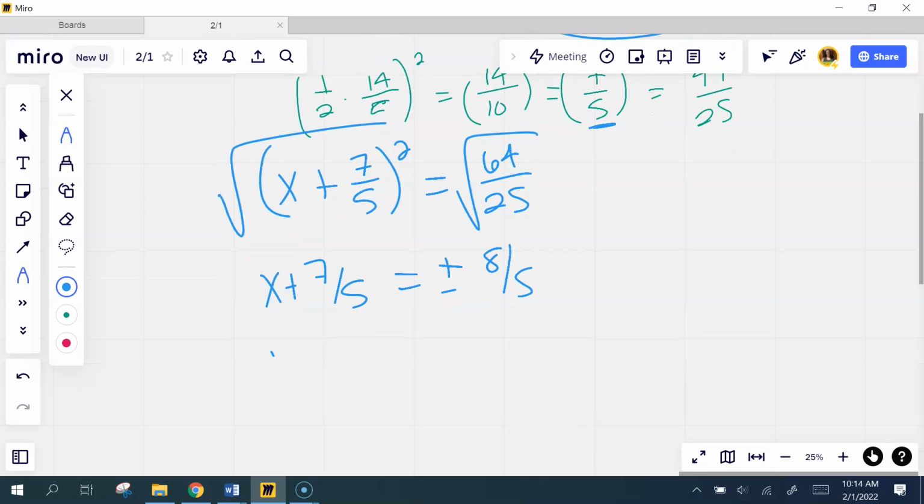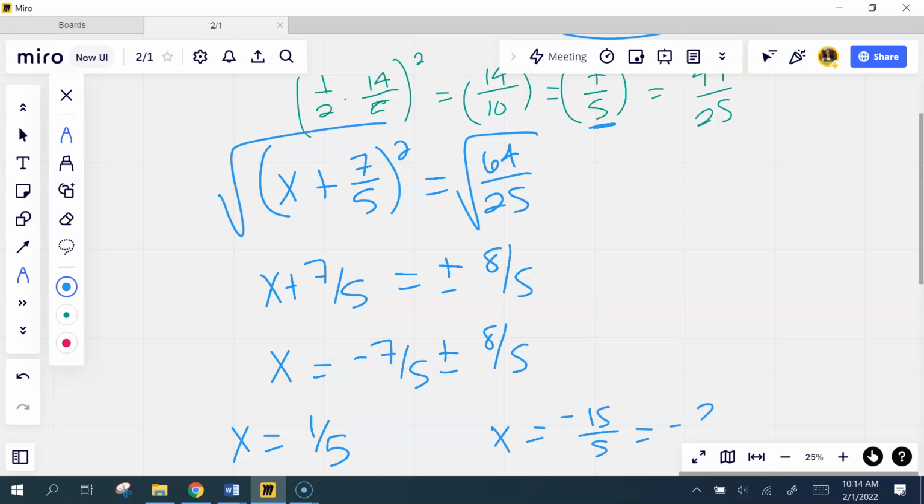And now I just have to move that 7/5 over. So if I add, I get 1/5. And if I subtract, I get negative 15 over 5, which is negative 3.